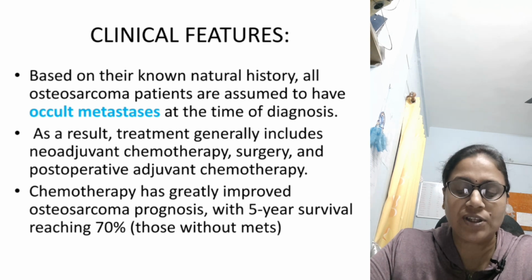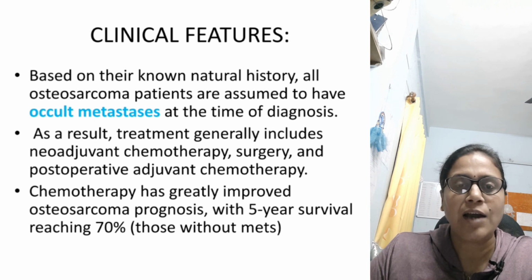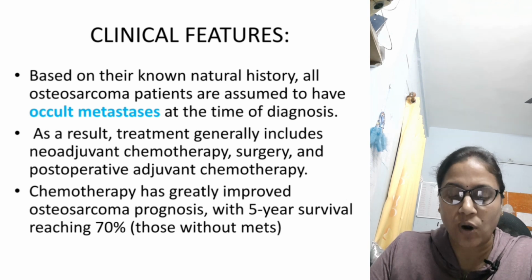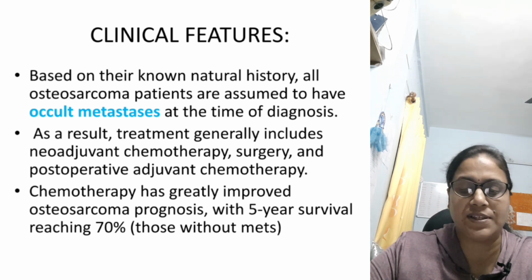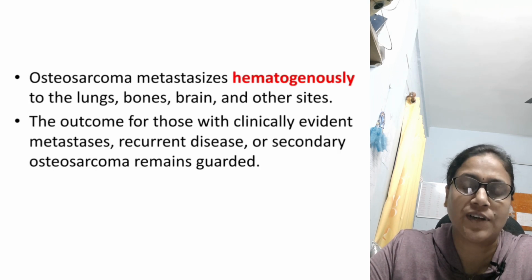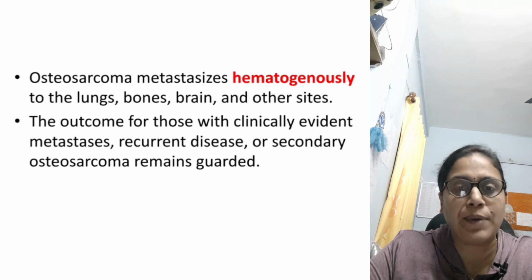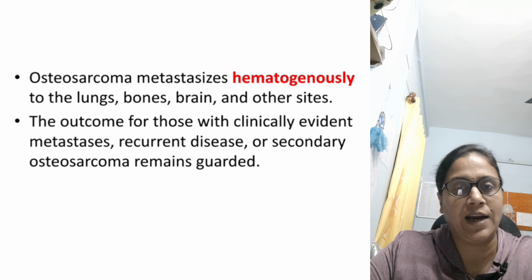So the treatment generally includes the neoadjuvant chemotherapy, surgery and post-op adjuvant chemotherapy. The patients who do not have mets, the 5-year survival is approximately 70%. But those who have metastasis at the time of diagnosis, the prognosis remains guarded. It metastasizes hematogenously to lungs, bones and other sites.